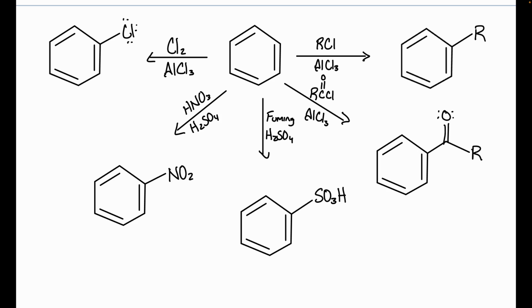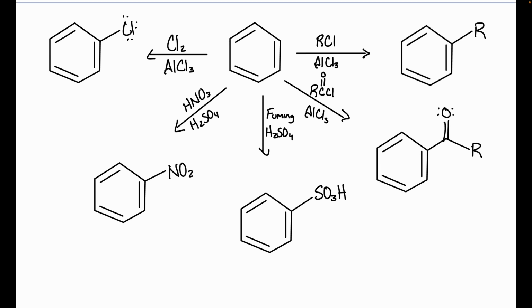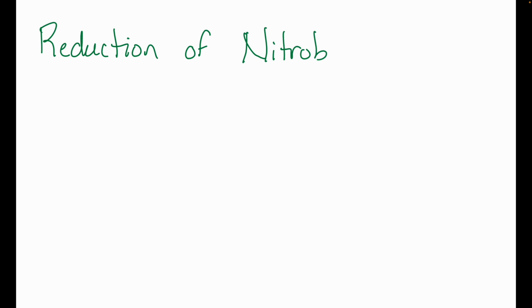All right, so there's 2 more reactions that we're going to learn, and these ones are sort of how to modify one of these existing groups here. All right, so the first one is going to start with nitrobenzene. Okay, and this is how we can do the reduction of nitrobenzene.